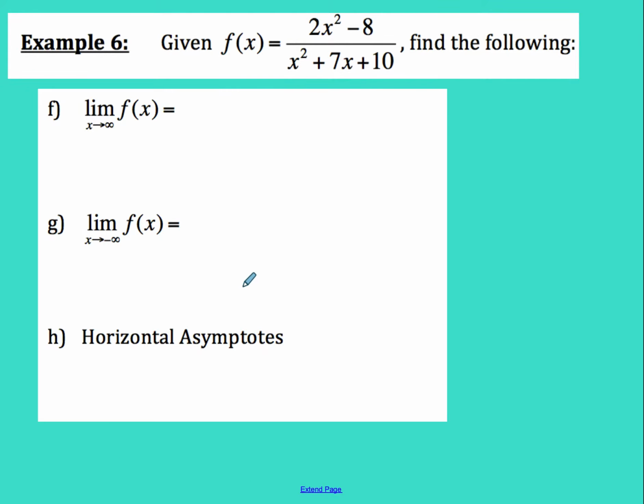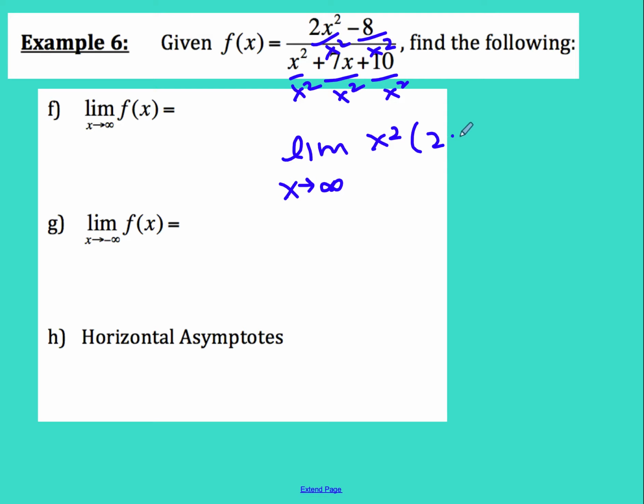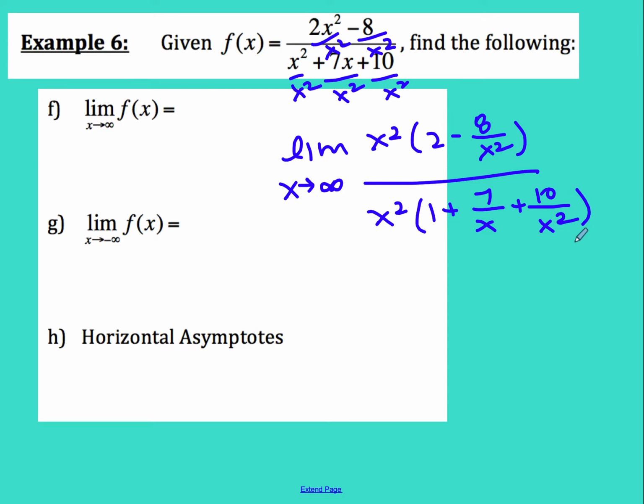So let's go ahead and do our work for this one. My biggest degree in my denominator is x squared. So I'm going to divide everybody by x squared, or factor out that x squared term. So I'm factoring out an x squared. So I'd have my limit as x approaches infinity. I would have x squared in the front, and then I would write my reduced form. So I'd have 2 minus 8 over x squared, all over, taking out x squared again here, x squared over x squared is 1, plus 7 over x, and then plus 10 over x squared.